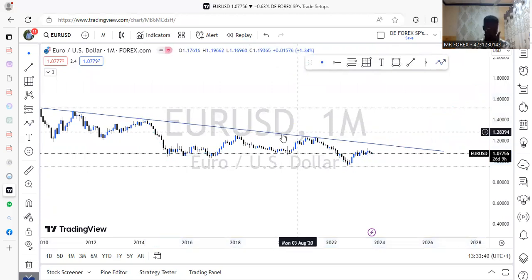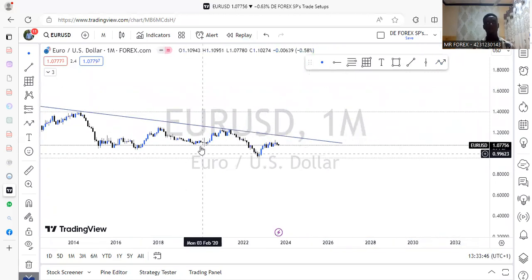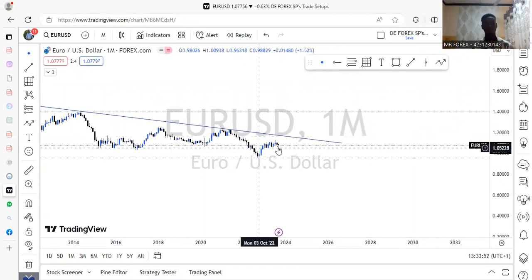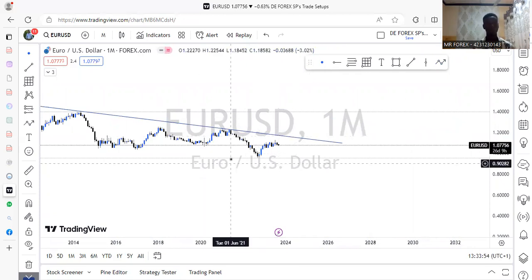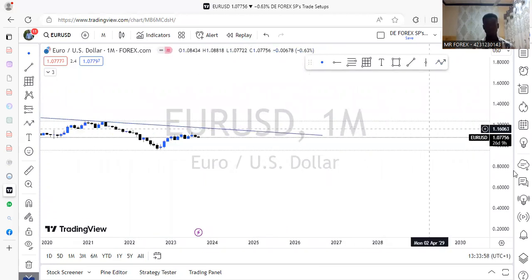Okay, so let's see. This is the trend for Euro USD. And when we're analyzing XAUUSD, we're expecting a push up before a push down. So this one, we're expecting a push down before a push up. But let's see what is going on Euro USD.